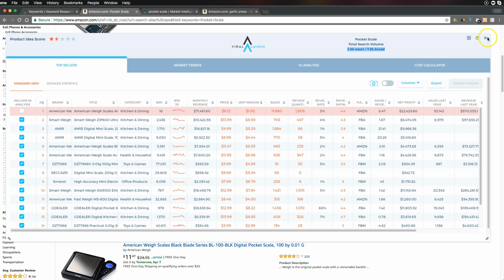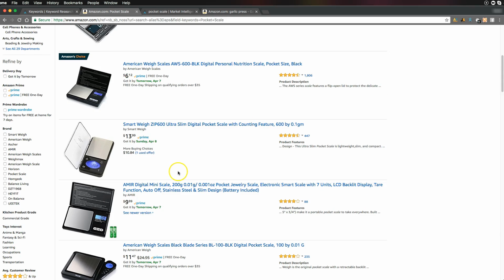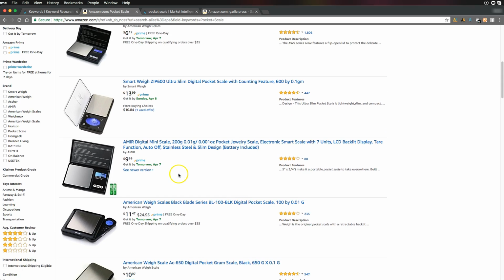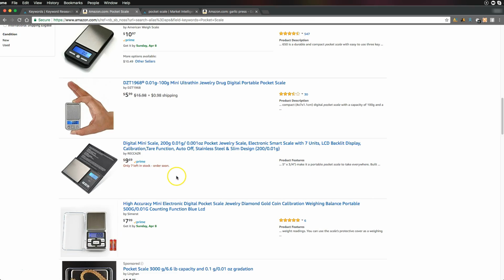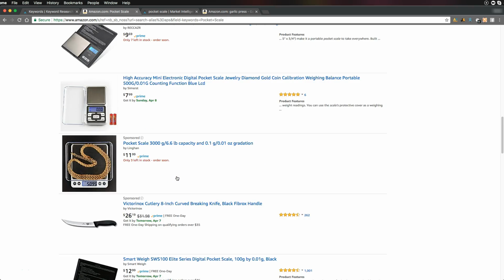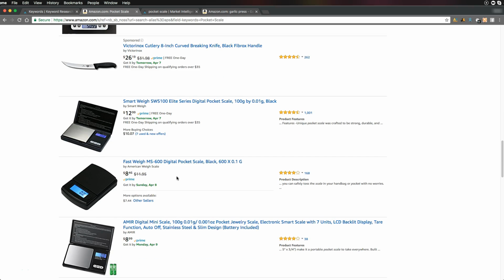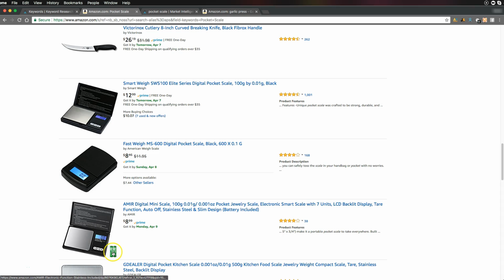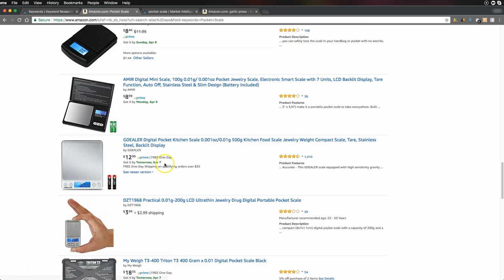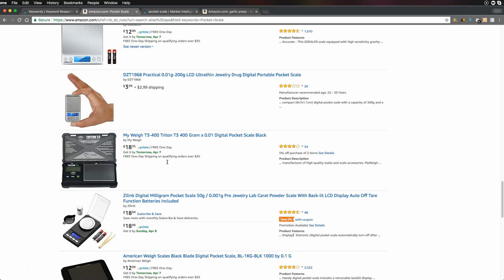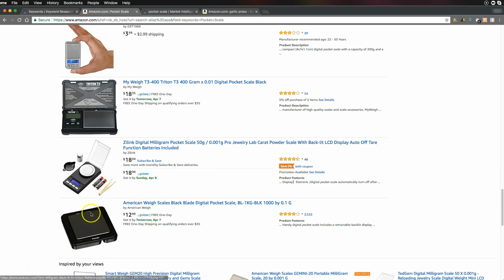But wait guys, if you look at all of these listings, it's all the individual scale. All of these are just the scale. We don't see any bundles. I mean, this one comes with batteries, but that's about it. This one comes with batteries. I mean, is that good? I don't know. But take a look at this one, guys.